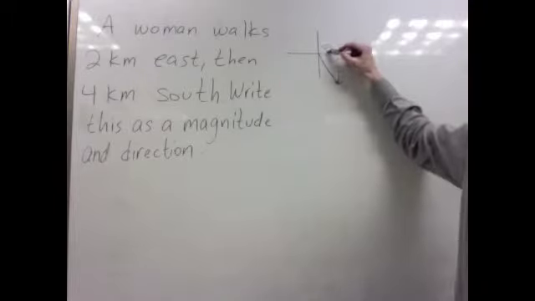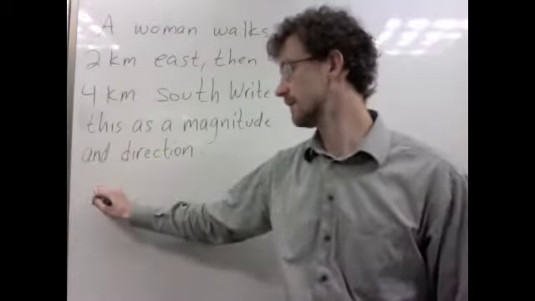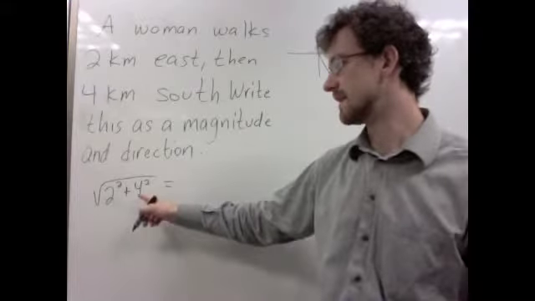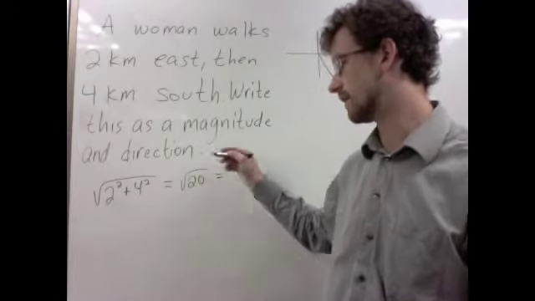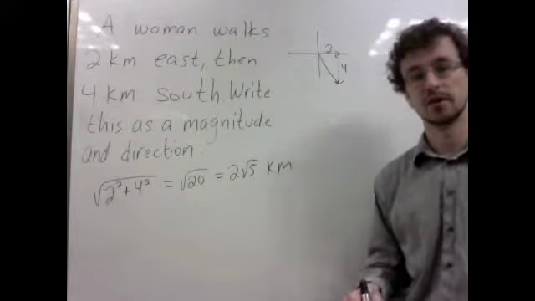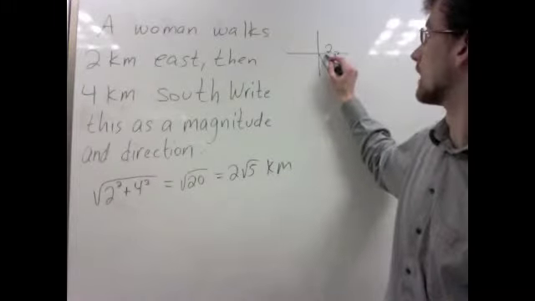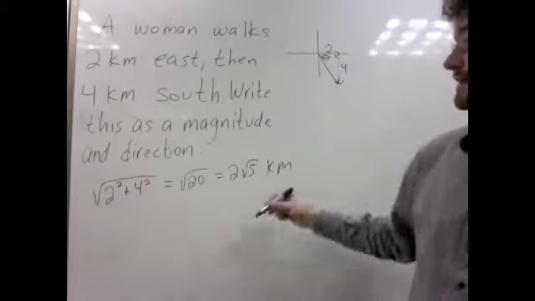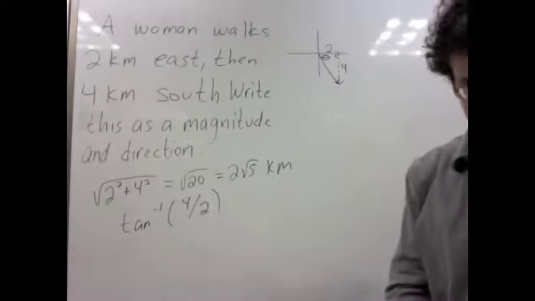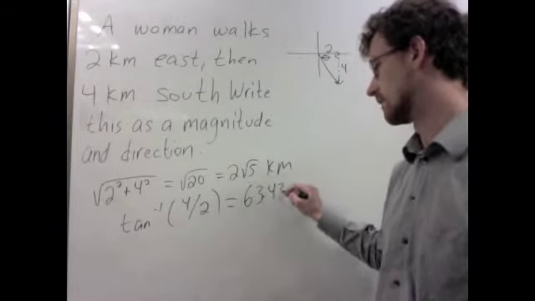Now, this is 2, this is 4, and following our pattern, we can find the magnitude of our vector simply by using Pythagorean theorem. Square root of 2 squared plus 4 squared. That's 4, that's 16, so this is root 20. And you can pull out a root 4, which gives you 2 root 5 kilometers, is the total distance she has moved from her starting point. Now to find our angle, we always want that angle from the x-axis, and that is simply the arctangent of 4 over 2, which we can punch into our calculator and determine that this is about 63.43 degrees.